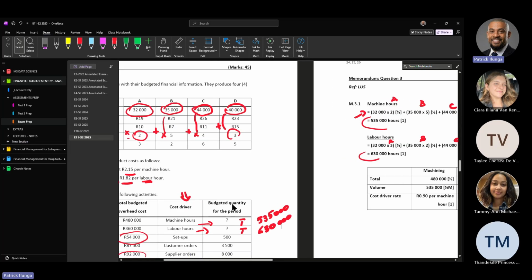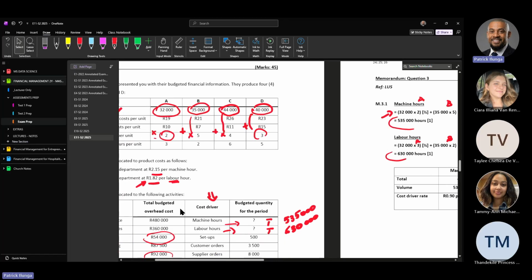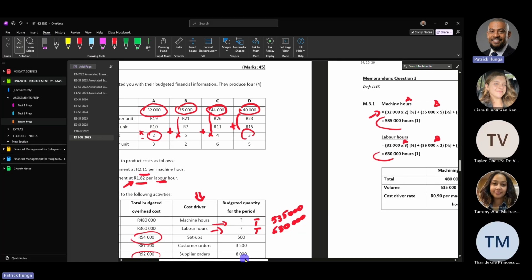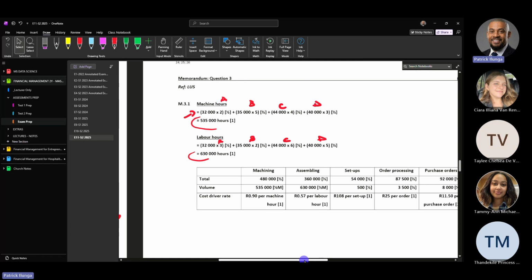Now that they have the total budgeted quantity, they take this total budgeted overhead cost divided by what? By the machine hours. That's all. So you take the machine service cost divided by the machine hours. That's the reason why you would get the rate per machine hour. This is your cost driver, because you need to find the cost driver for machining, for assembling, for setups, for ordering.